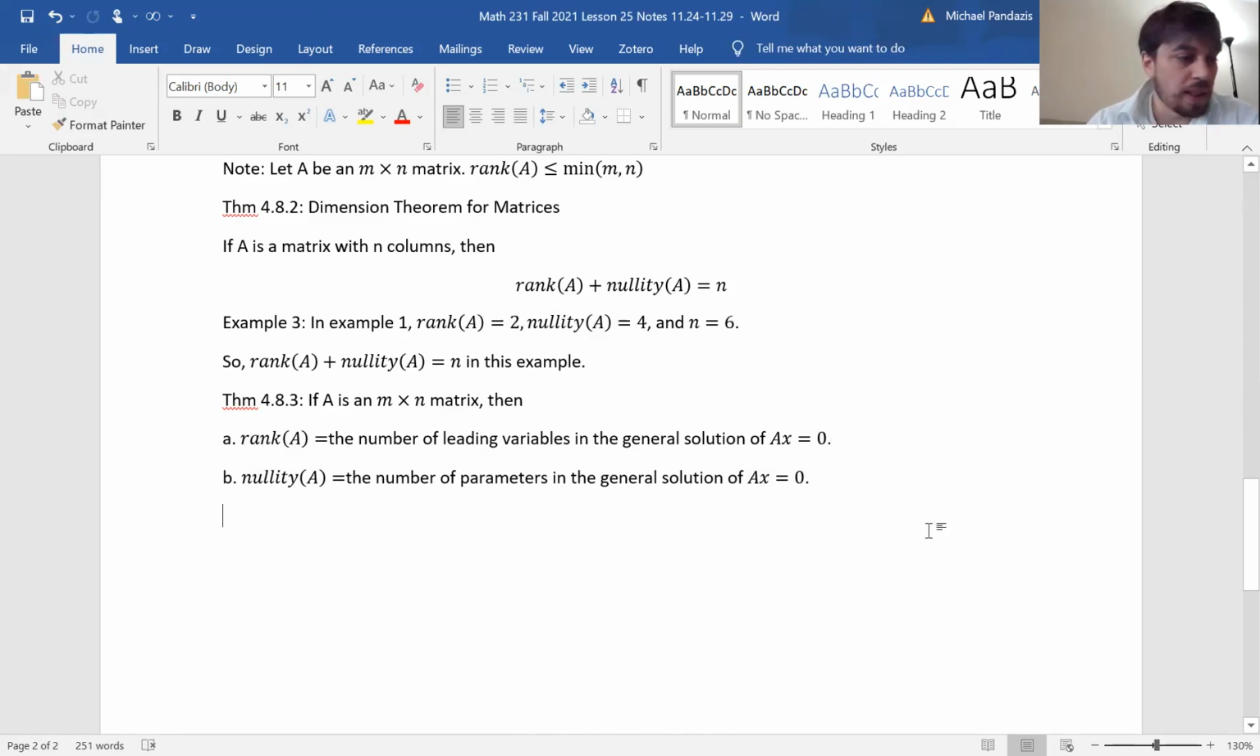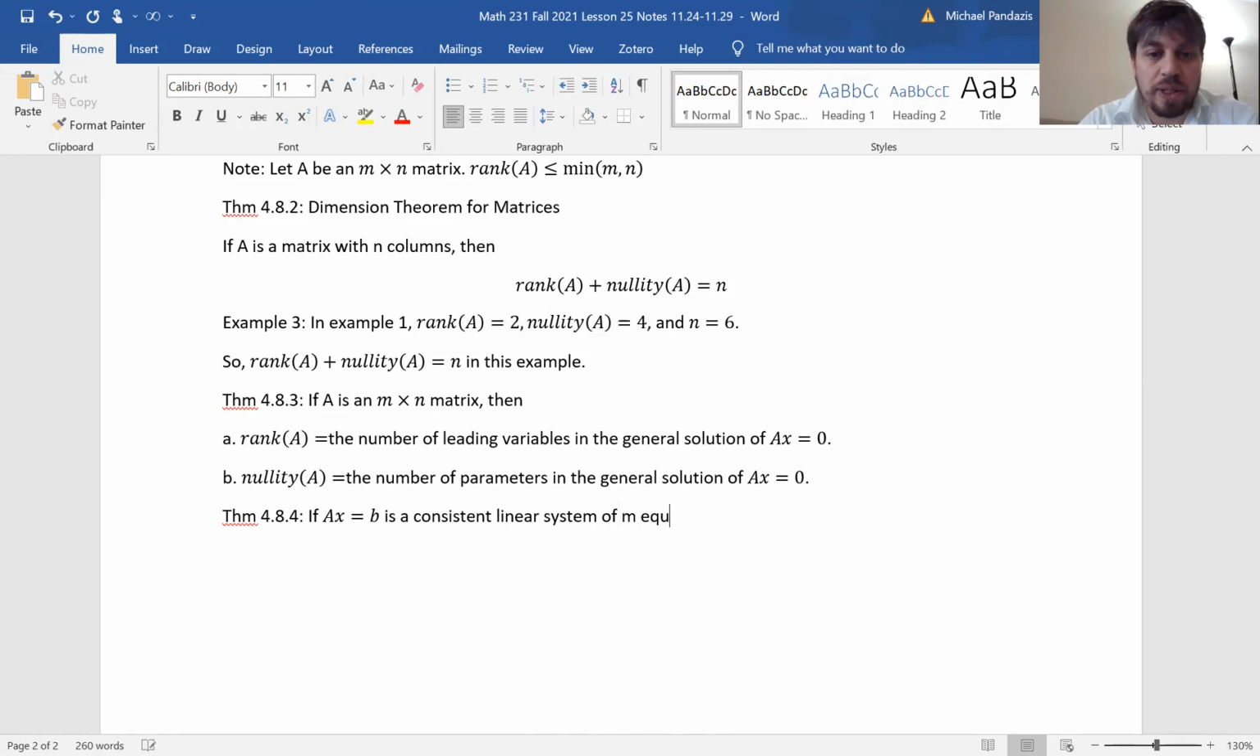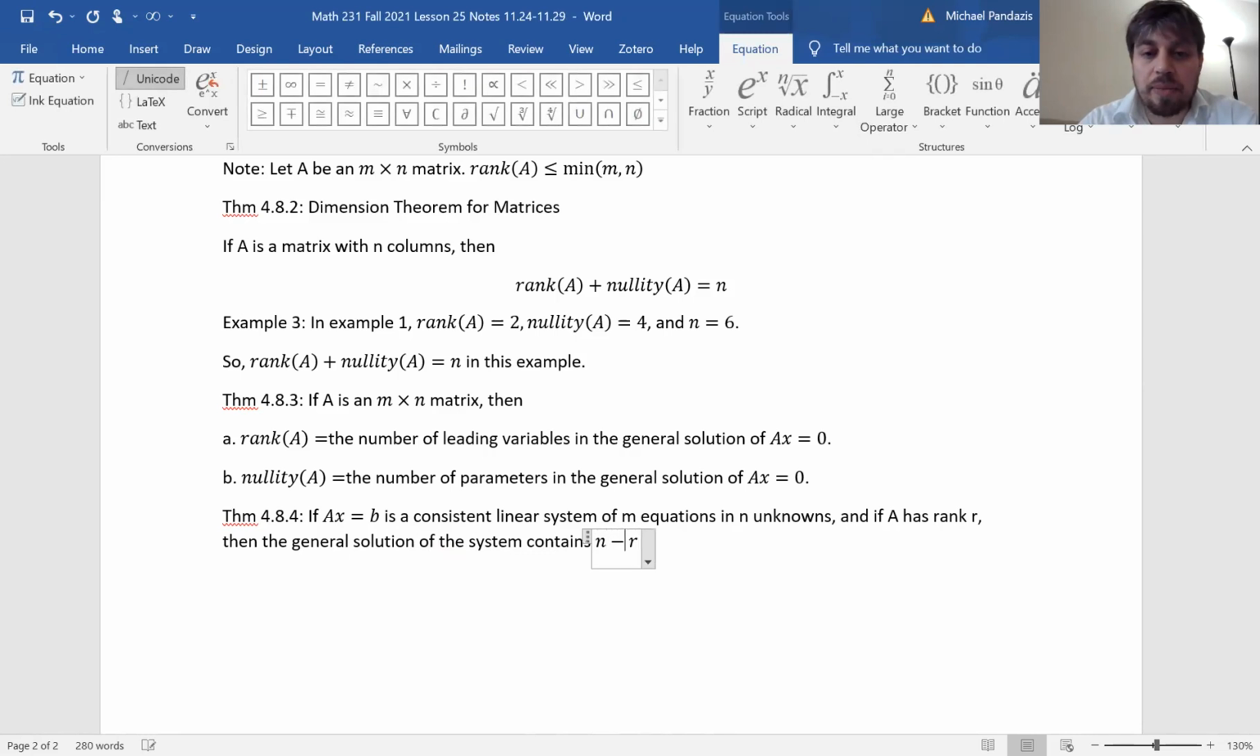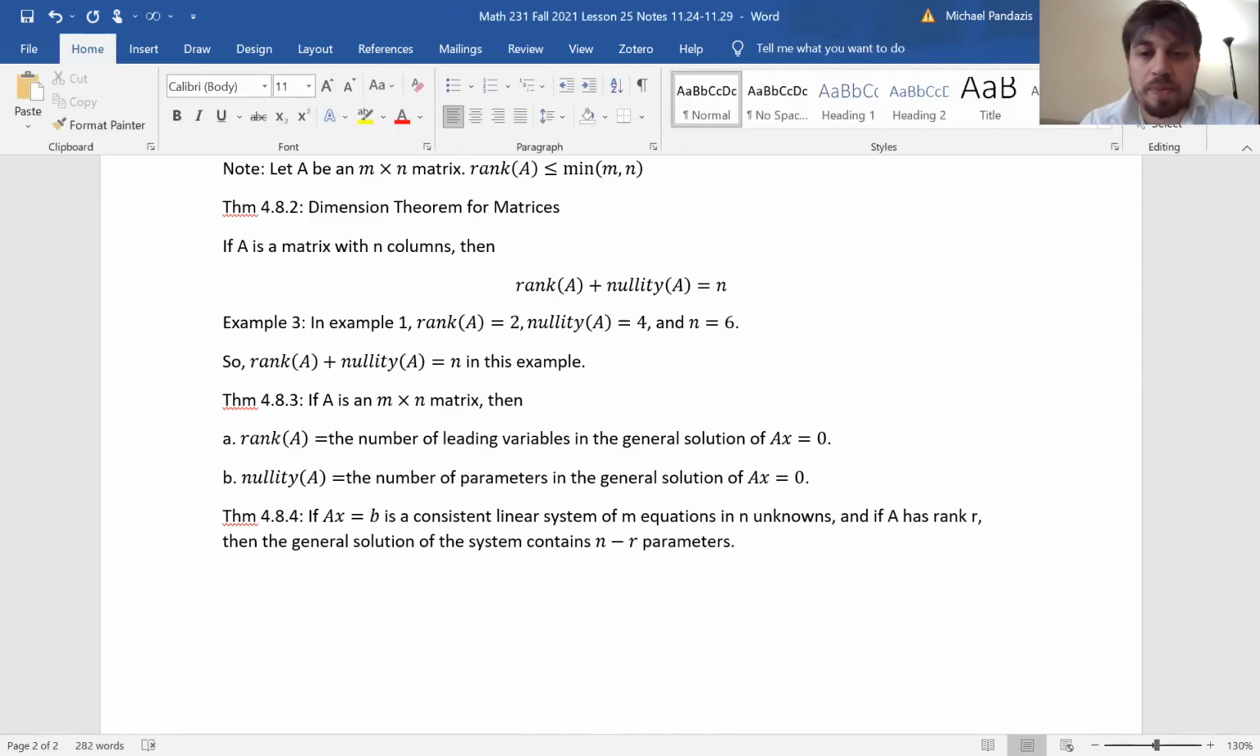Okay. So next is theorem 4.8.4. If AX equals B is a consistent linear system of M equations in n unknowns, and if capital A has rank R, then the general solution of the system contains n minus R parameters.